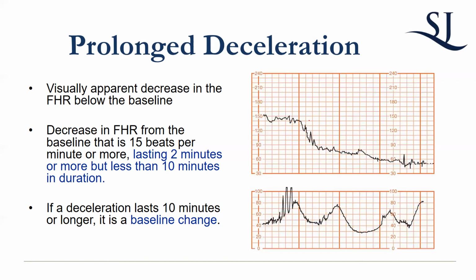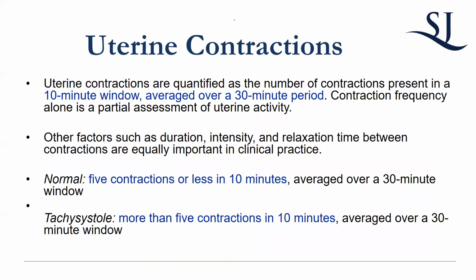So uterine contractions, they're again a 10-minute window, but they're also averaged over a 30-minute period for contractions. Okay.